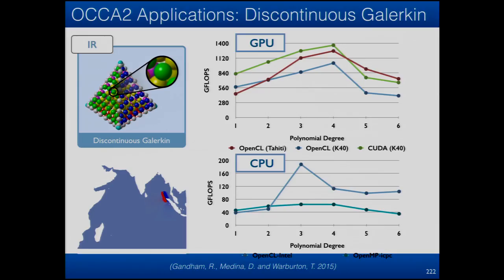Is that just using a second order DG method? No, it's up to sixth order there.